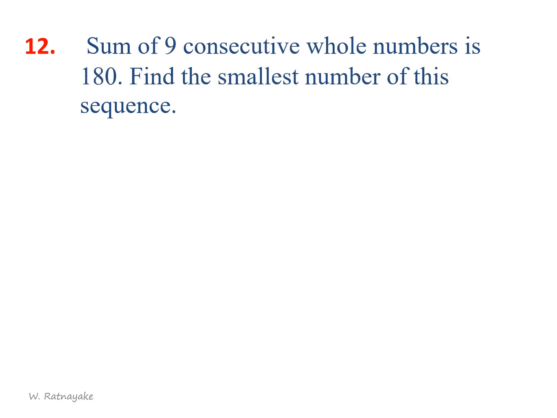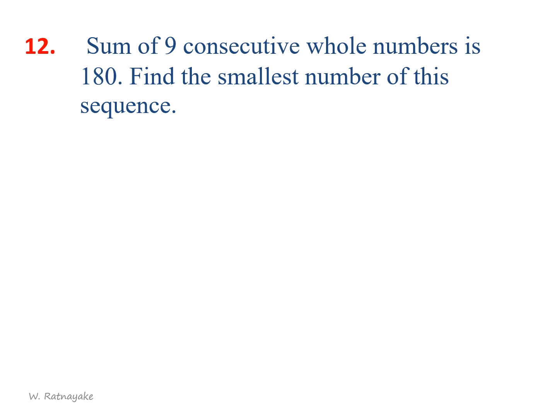Question number 12: the sum of 9 consecutive whole numbers is 180. Find the smallest number of this sequence. Here this question is based on arithmetic progressions, but if you use the formulas of arithmetic progressions, we will take more time and more space to get the answer. But if you pay attention to some special features of arithmetic progressions, within 2 steps we can find the answer.